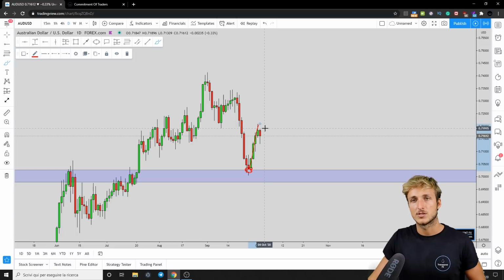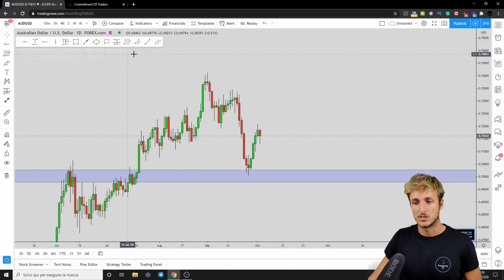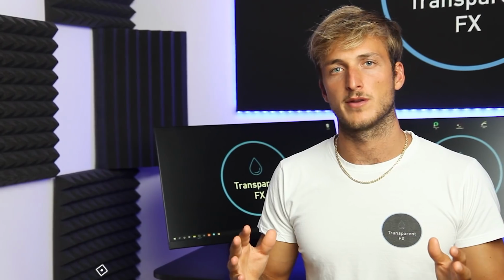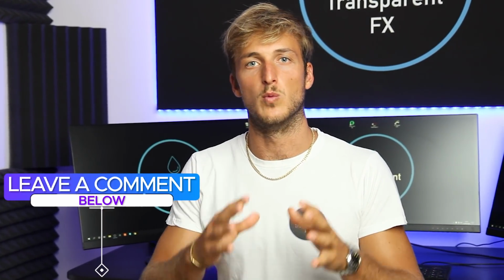And if you capitalized on this move to the upside following my analysis, then great job. If you didn't, or anyway, if you want to be looking for the next opportunity for AUD USD, what do we have to be looking for and what do we have to consider in our analysis? Just a quick reminder, make sure you comment below and let me know which pair or topic you would like me to cover or analyze in the next video.